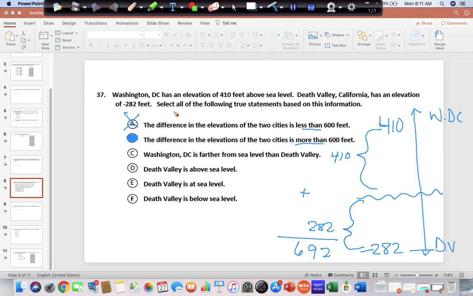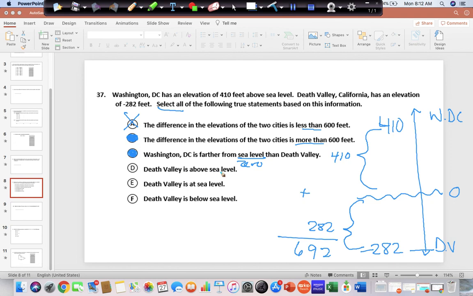But it did say select all that apply. Every time it says select all that apply, you're going to have more than one answer choice to select. Washington, D.C. is farther from sea level than Death Valley. Well, Washington, D.C. is up 410 and Death Valley is down 282. And if you are getting further away from 0, your 0 is sea level, or sea level is 0. So which one is further from 0? That would be Washington, D.C. So this is correct. So C is correct.